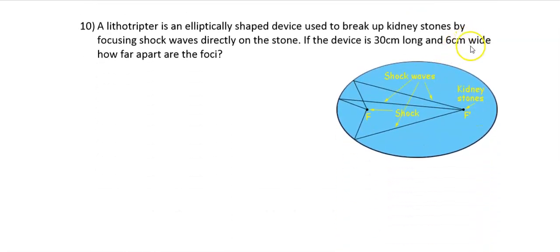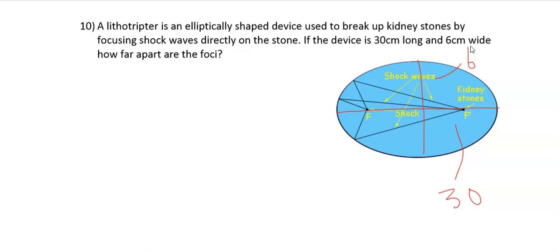And number 10, wow, this one looks kind of tricky. A lithotripter is an elliptical-shaped device used to break up kidney stones by focusing shock waves directly on the stone. If the device is 30 centimeters long and 6 centimeters wide, so in other words, that's 30, and that is 6, so that's your major axis and your minor axis, how far apart are the foci?